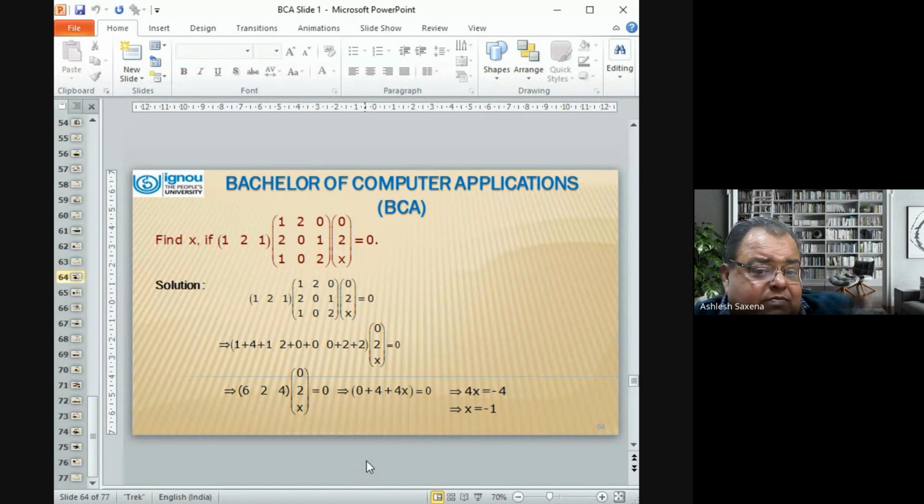See this problem very carefully. What I've done, I multiplied this by this. Second will be this by this. Third will be this by this. And these elements are written over here. And the answer is written in this form, 6, 2, 4. This is a 1 by 3 matrix. A 1 by 3 matrix is being multiplied by a 3 by 1 matrix. Your answer will be 1 by 1, that means only an element. You've seen it, the element is 4x.